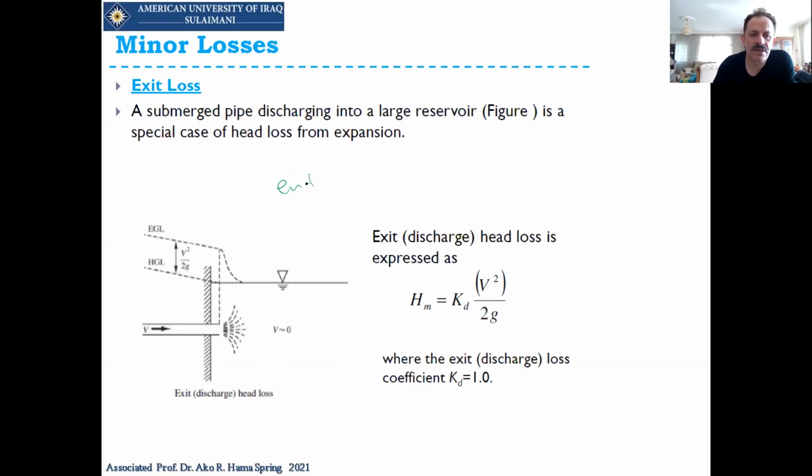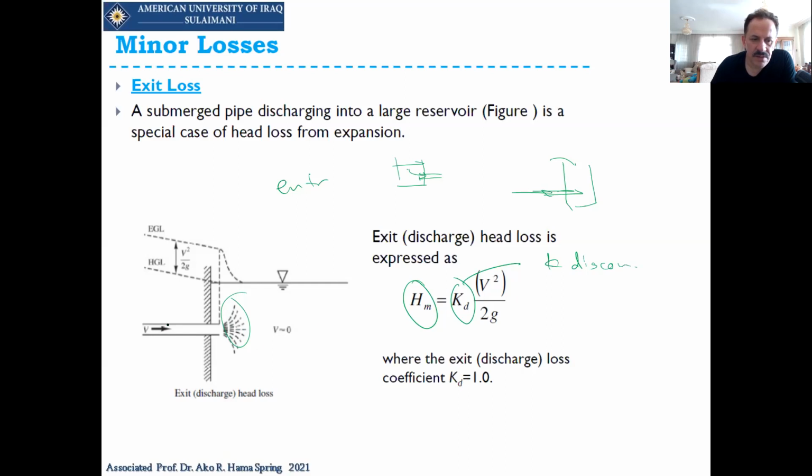So we have an entrance, where there will be a tank and a pipe taking water from this reservoir or tank. The exit is that you have a pipe that throws its flow into another pipe or another tank. This is called the exit. And for this, the coefficient is called KD, which belongs to the discharge coefficient.